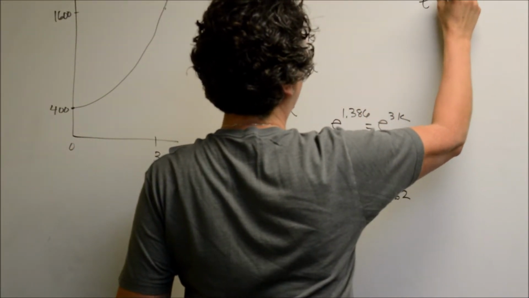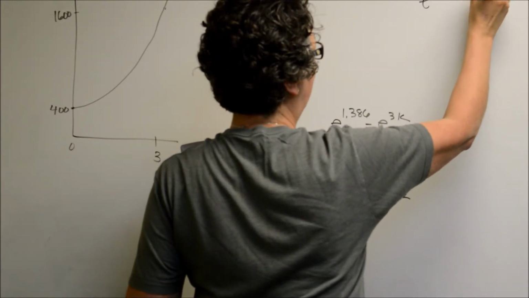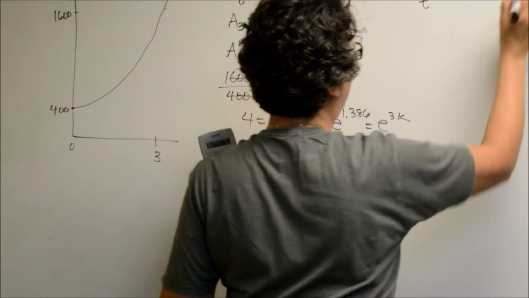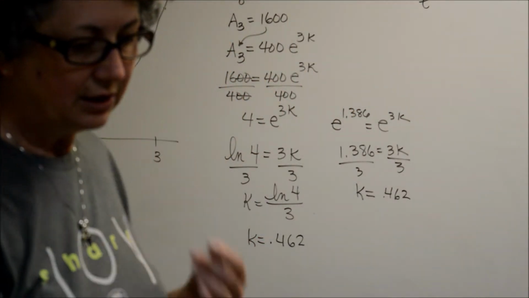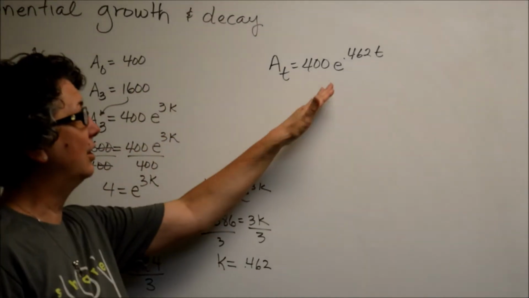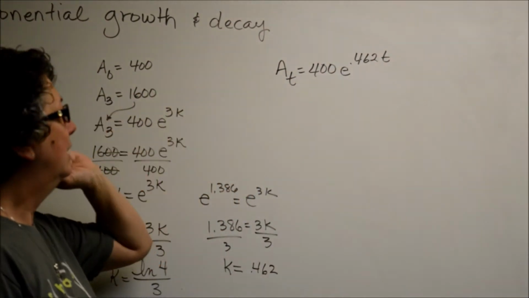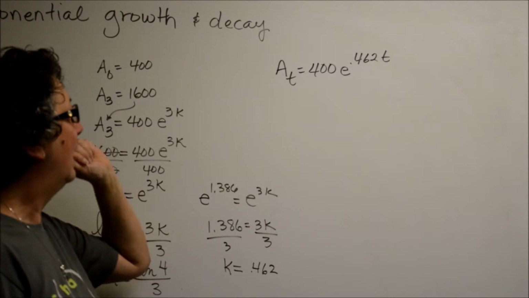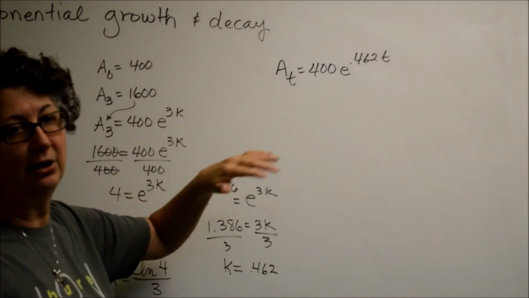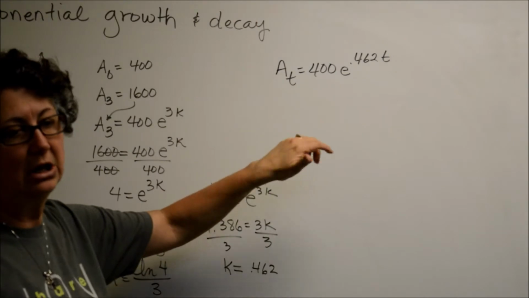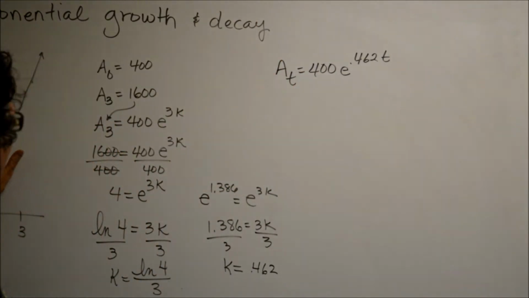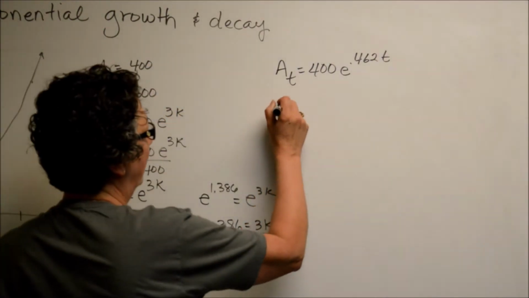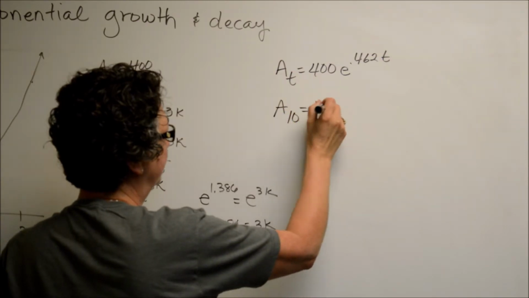So now I can better describe what's happening in this particular puzzle as A sub t is equal to 400 times e to the 0.462t power. So now I can find how many rabbits there are at any point in time. 10 years later, which is what I'm fixing to do because that's what the puzzle asked for. I could find it at 15 years later. I could find it at 100 years later. Once I have the pattern, I can fill in any points I want to. But we are actually looking for 10 years later.